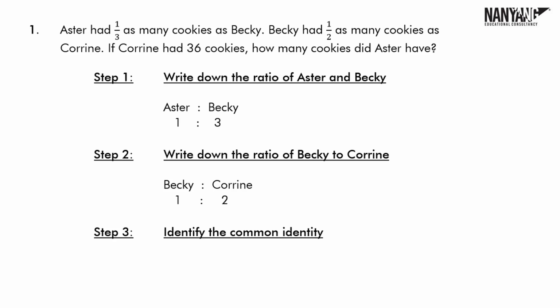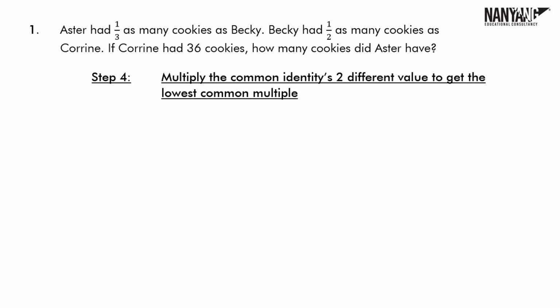For step 3, we identify the common identity, which is Becky, since Becky appears in both ratios and is being compared with both Esther and Corinne. Now step 4, we need to multiply the common identity's two different values to get the lowest common multiple. Now what does this mean? Actually, let's take a look at the ratio between Esther and Becky, which is 1:3. Then we add Corinne into the same ratio. At a lower row, we write down the ratio of Becky and Corinne, 1:2.